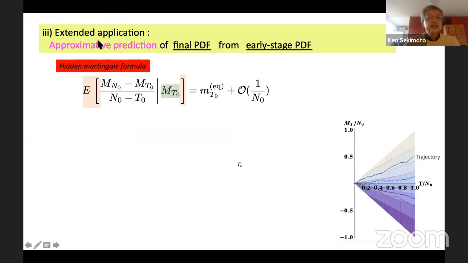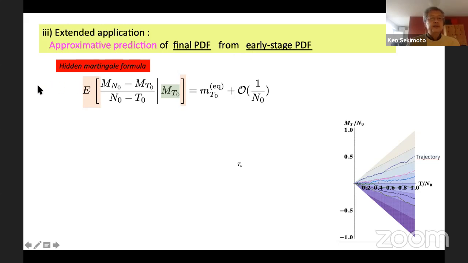But in this model of progressive quenching, we can go a little bit further. We can even obtain an approximate prediction of the final probability distribution function from the early stage probability distribution function.